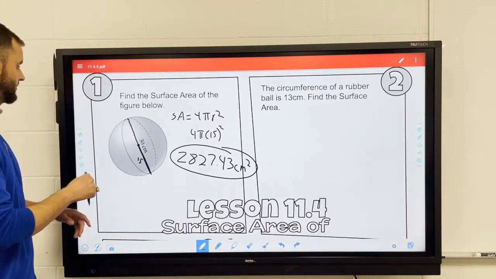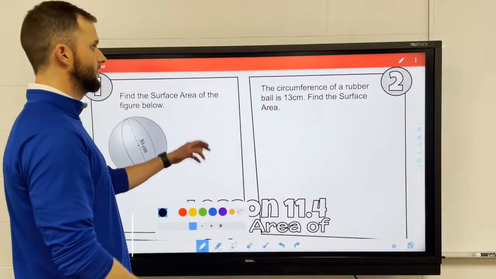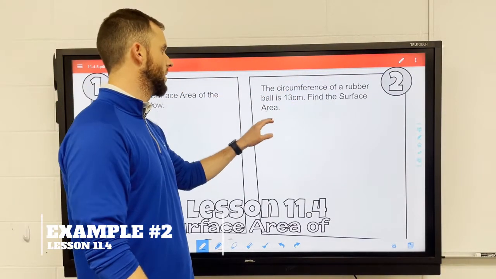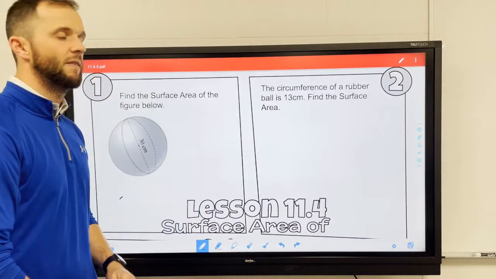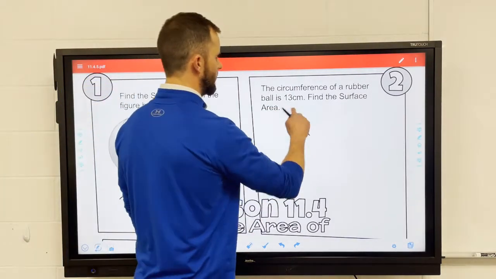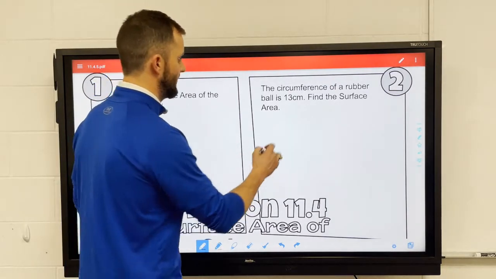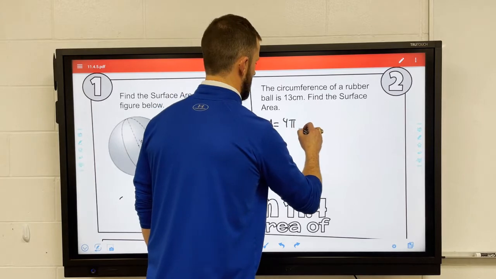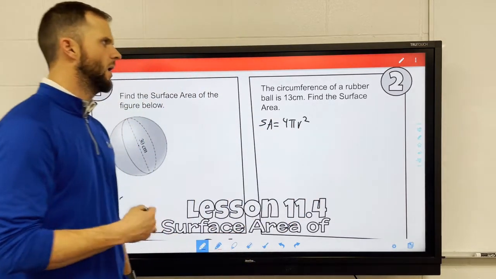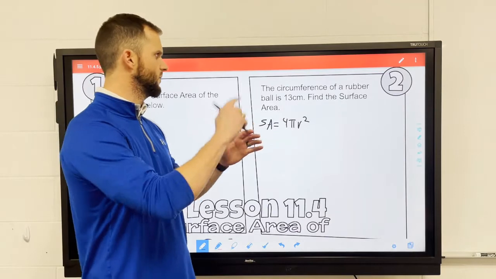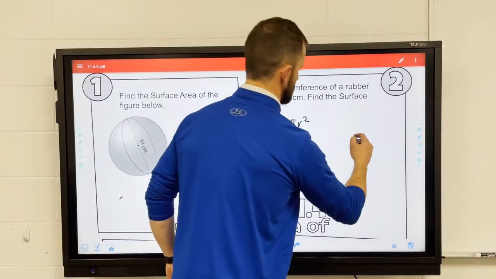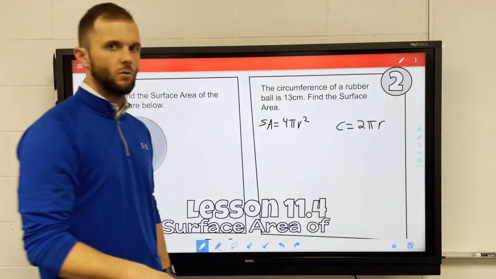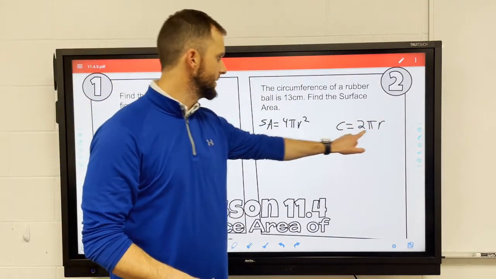Let's jump over to example number 2. Okay, so on number 2 it says the circumference of a rubber ball is 13 centimeters. We need to find the surface area. So I know a rubber ball is a sphere, so I'm finding the surface area of a sphere, which is 4 pi r squared, okay? Well, I also know that to find the circumference is going to be 2 times pi times the radius. Well, look, for both of them you need the radius to plug in.